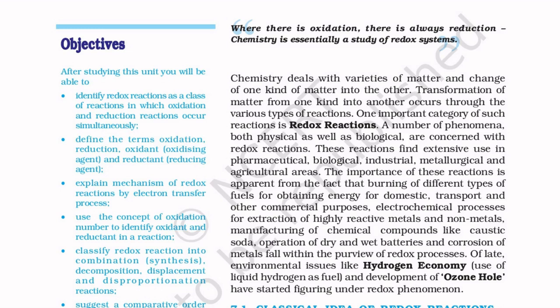Where there is oxidation, there is always reduction. Chemistry is essentially a study of redox systems. Chemistry deals with varieties of matter and change of one kind of matter into the other. Transformation of matter from one kind into another occurs through the various types of reactions. One important category of such reactions is redox reactions. A number of phenomena, both physical as well as biological, are concerned with redox reactions.